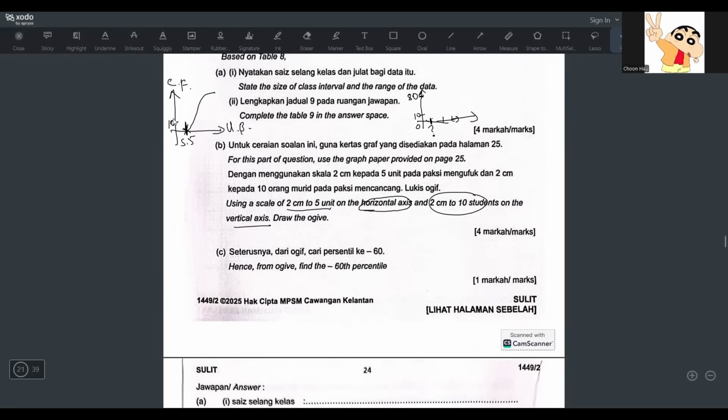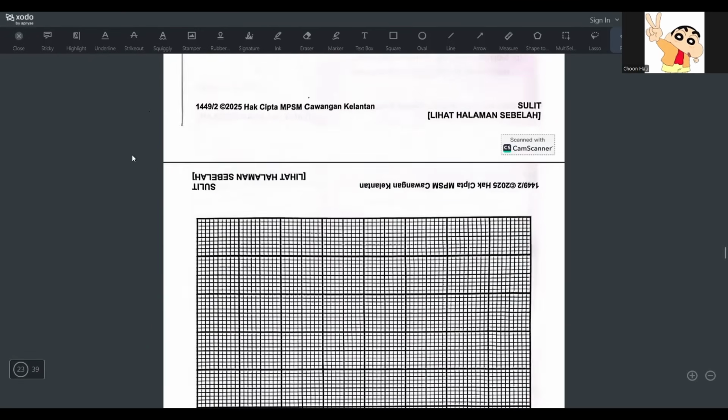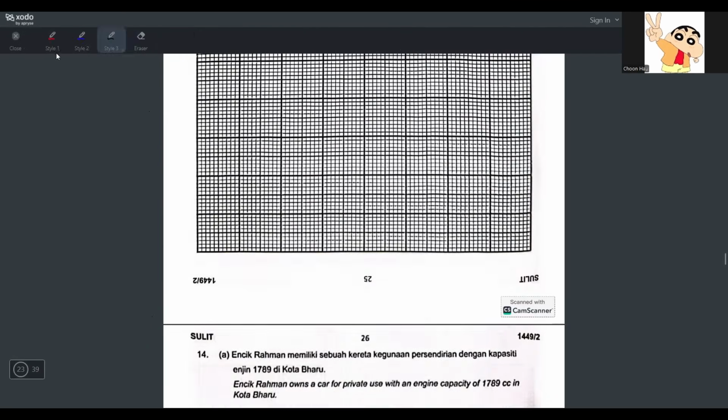So 0, 5.5, 10. So 0. Okay, I'm going to use the red color because I just want to make it more visible. So I'll start with 0 and then 5.5, 10.5. But I feel like it's not enough space, so I'm going to do it from here. Okay, so this is the first upper boundary, which is 5.5. And then here will be 10.